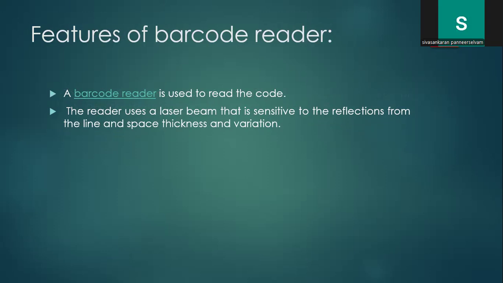The barcode reader uses a laser beam that is highly sensitive to reflection, so from the line and space thickness and variation. So when the laser beam strikes the barcode label, it is highly sensitive to variation. So accordingly, from the space thickness and variation of the barcode label, we are able to track the number of information that is enclosed within the barcode label.